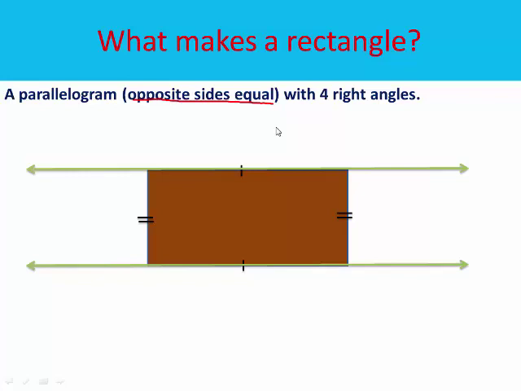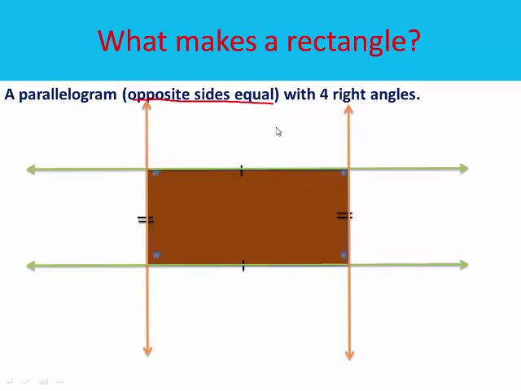A parallelogram has opposite sides that are parallel. So think of opposite sides. Top and bottom are opposite. Left and right are opposite. Okay? So we have parallel sides. The top's parallel to the bottom. The left's parallel to the right. And we said with the opposite sides being equal.